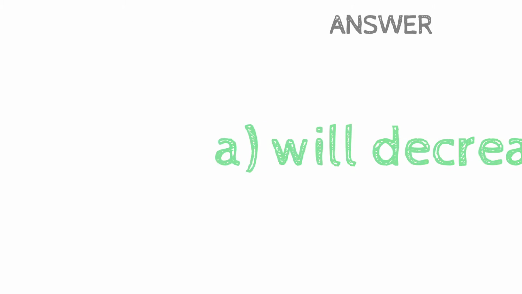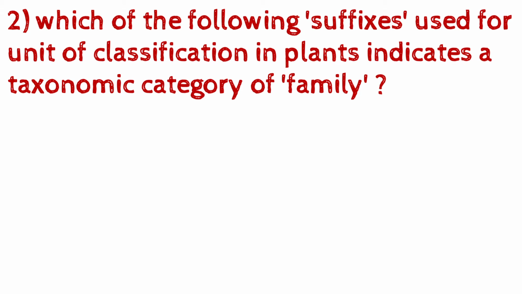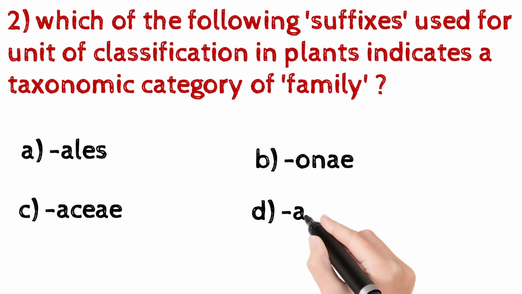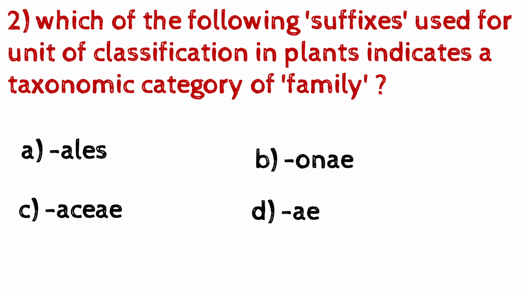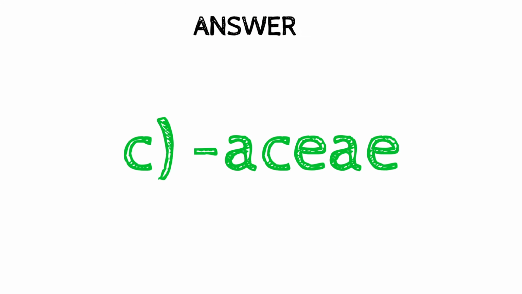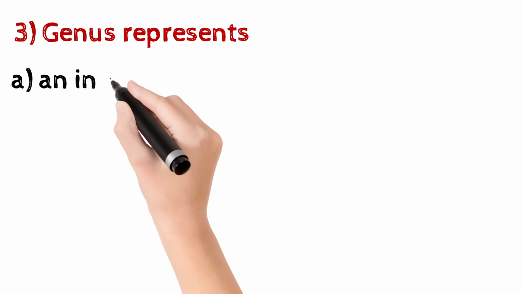The second question is, which of the following suffixes used for unit of classification in plants indicated a taxonomic category of family? A, ales, B, oni, C, ac, or D, ae. And the answer is C, ac. It indicates family.